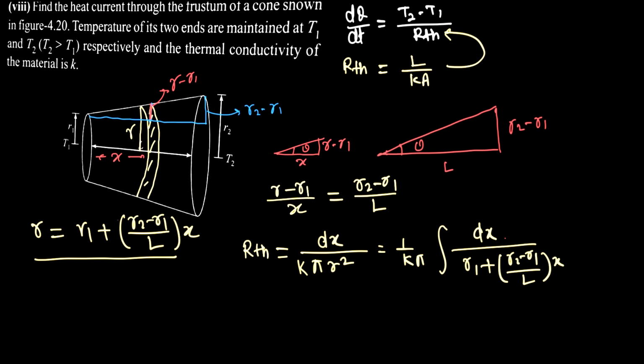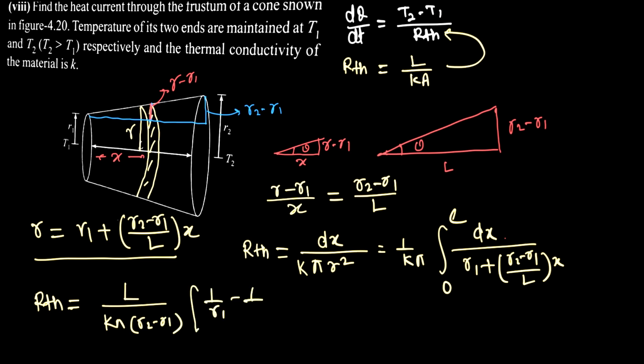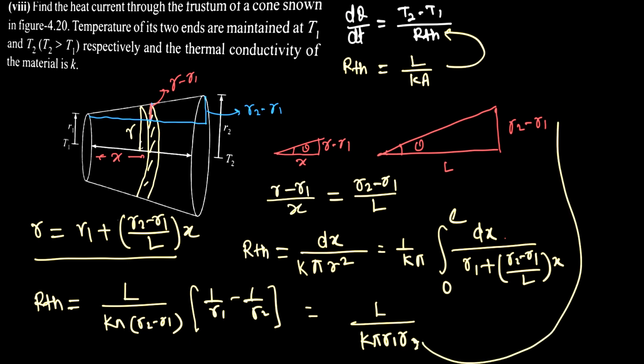And now we have to integrate this from 0 to L. If I integrate this whole thing from 0 to L, what will be RTH? Basically that will be L divided by k pi (r2 minus r1) into (1 by r1 minus 1 by r2). If I simplify this a bit, I get L divided by k pi r1 r2. This is RTH.